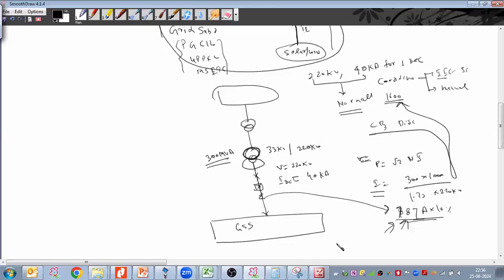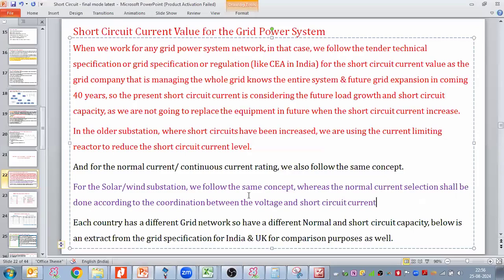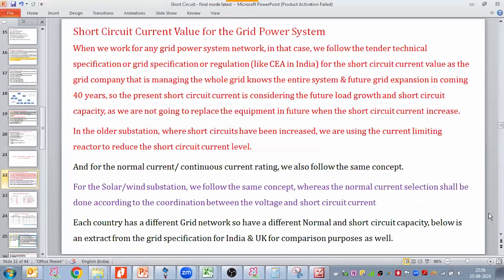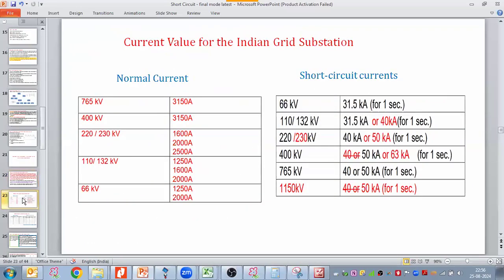Short circuit rating is as per the grid short circuit level, which is given by the regulations. We will see the snapshot as well. Each country has a different grid network, so a different normal and short circuit capacity. Below is an extract from the grid specifications for India and the UK for comparison purposes. Because each country has a different grid network, I took two countries so that I can compare both their normal current and short circuit current.